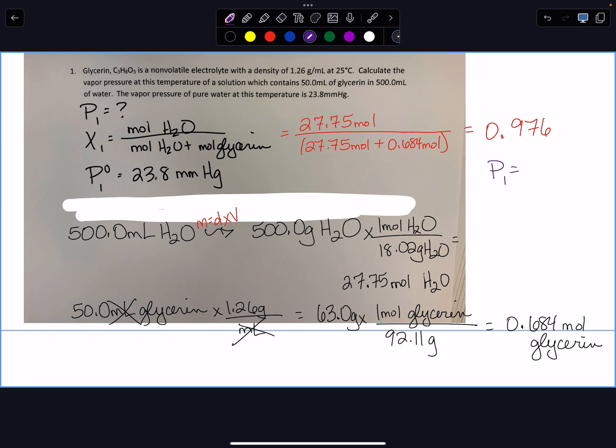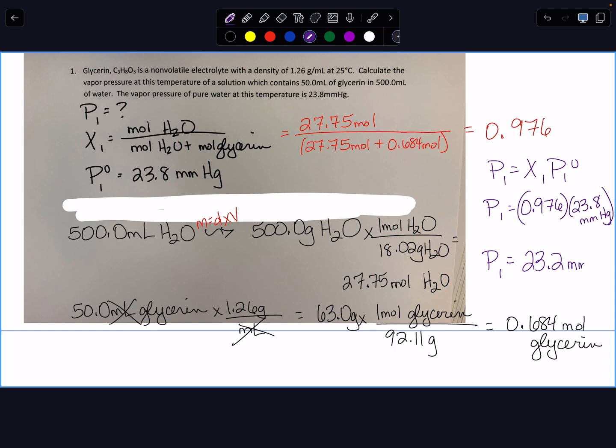So P1 is equal to X1 times P1 standard. P1 is equal to 0.976 times the 23.8 millimeters of mercury. Do y'all get 23.2? Good. Okay.